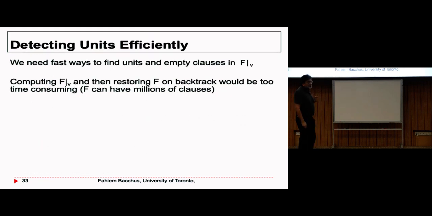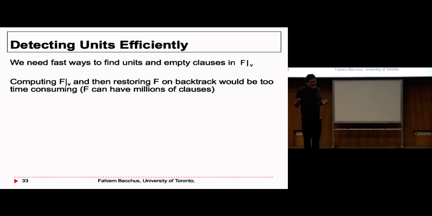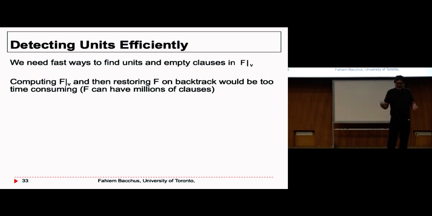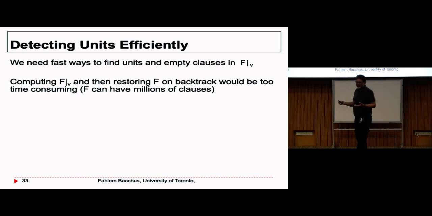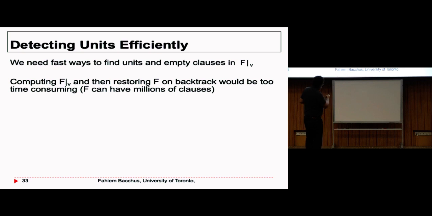So how do you detect units efficiently when you have 10 million clauses? Right? And you have to do that every time you make a decision. So you're doing a search that has 1 million decisions, and you have a formula that has 10 million clauses, right? So how do you do this? Well, you obviously can't compute the reduction because that's a lot of work. And the worst part about that is if you compute the reduction, when you backtrack, you have to uncompute it. You have to undo it, right? That's a lot of work. So how do you find units?